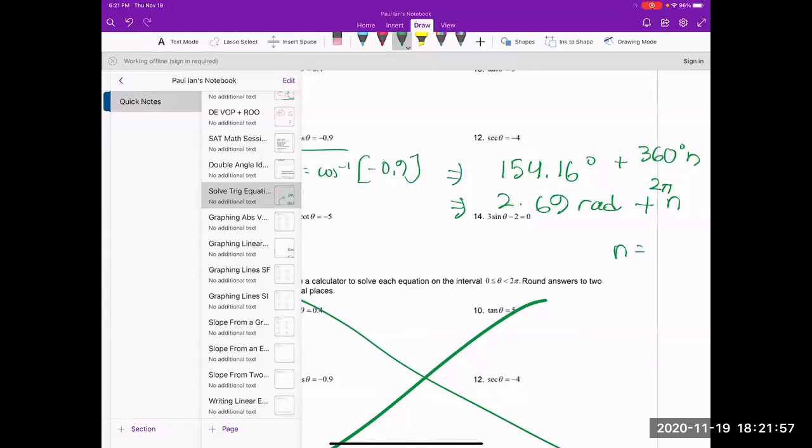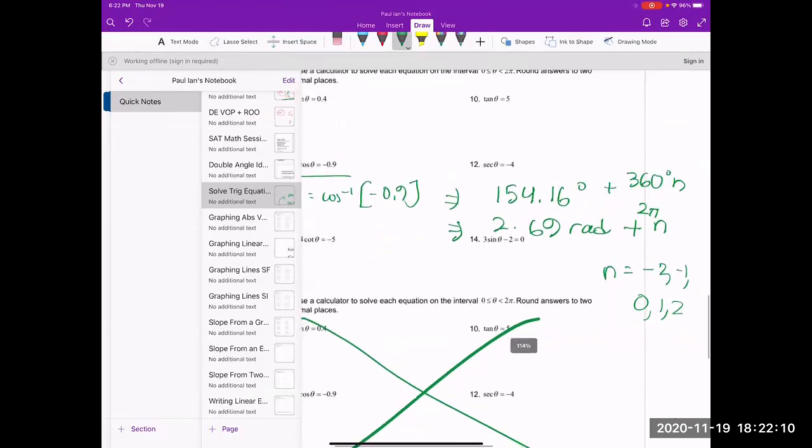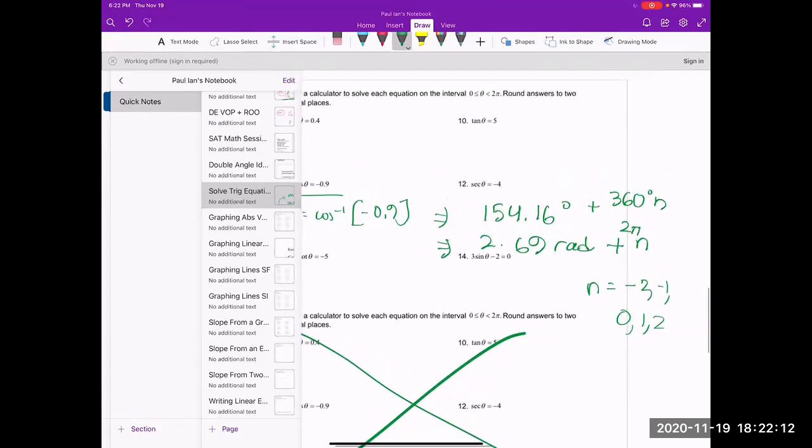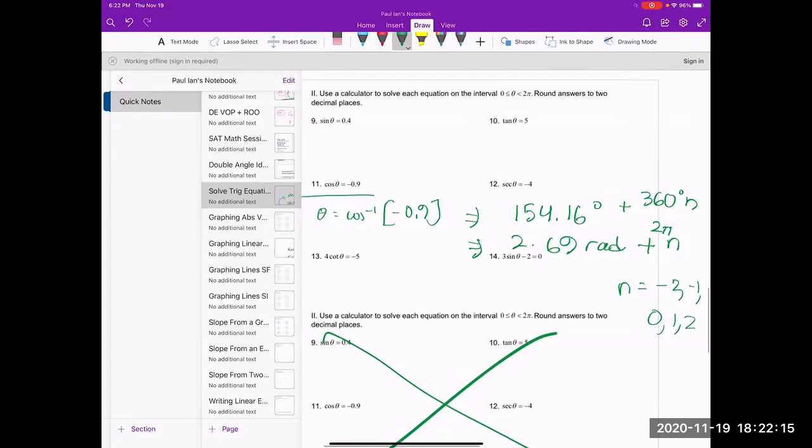N can be from negative, maybe negative 2, negative 1, 0, 1, and 2, depending on if it's from 0 to 2 pi. So for this one, it's 0 to 2 pi. That's why I'm wondering why you guys would minus. I don't know. We do it in the things. It can't be because nothing can be negative. Yeah. Because if it's from 0 to 2 pi, I'm thinking you would have to add 2 pi, either 0 for n or 1 for n.